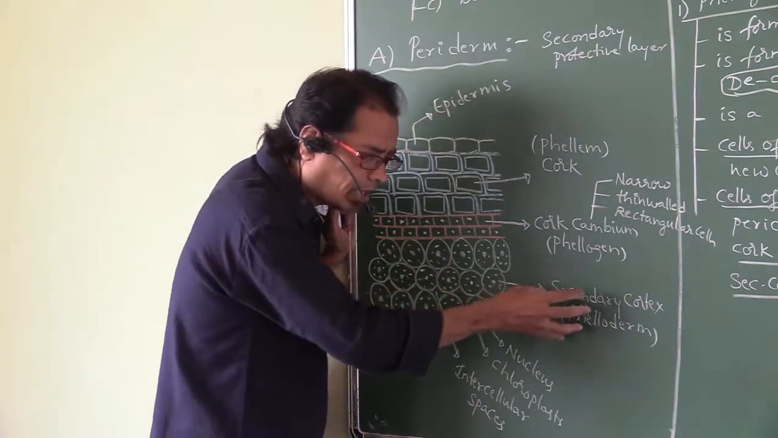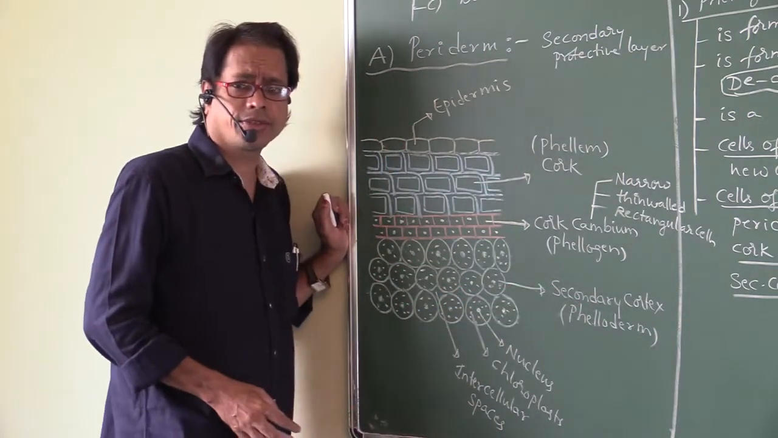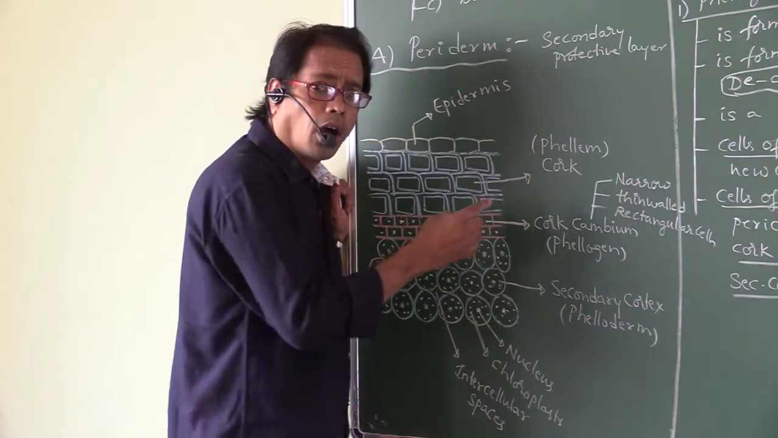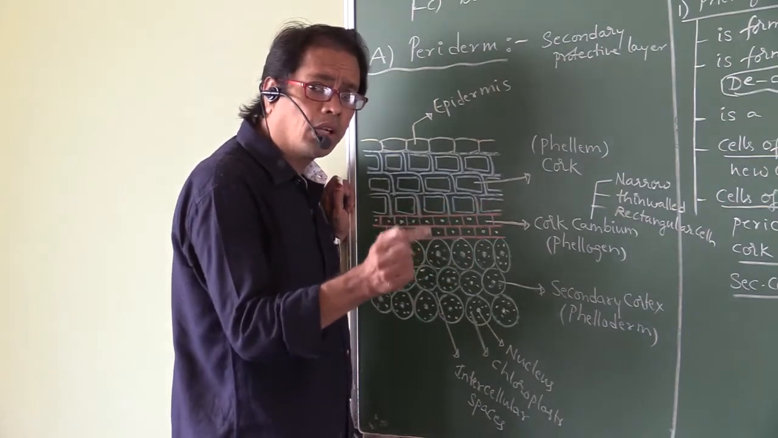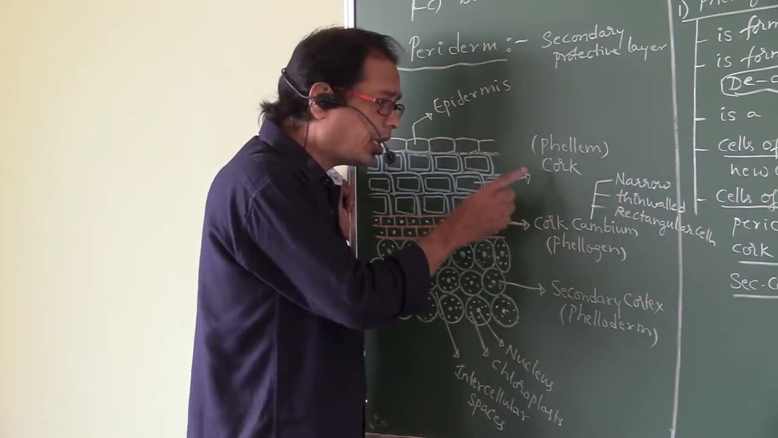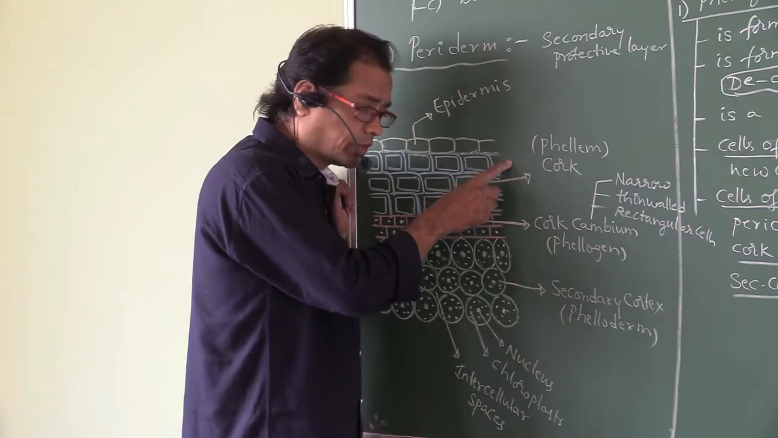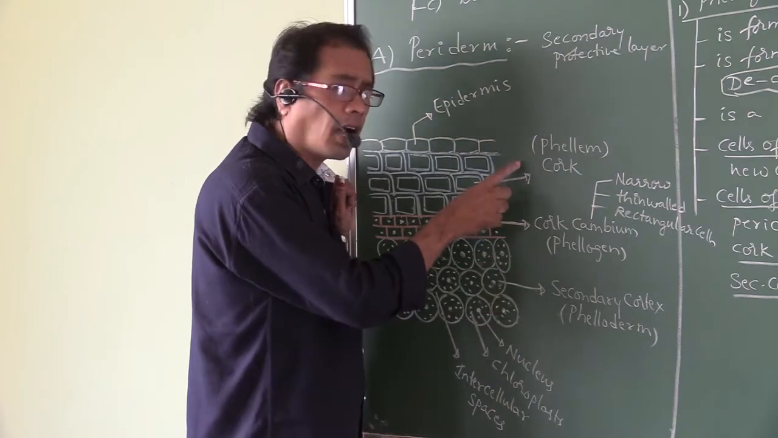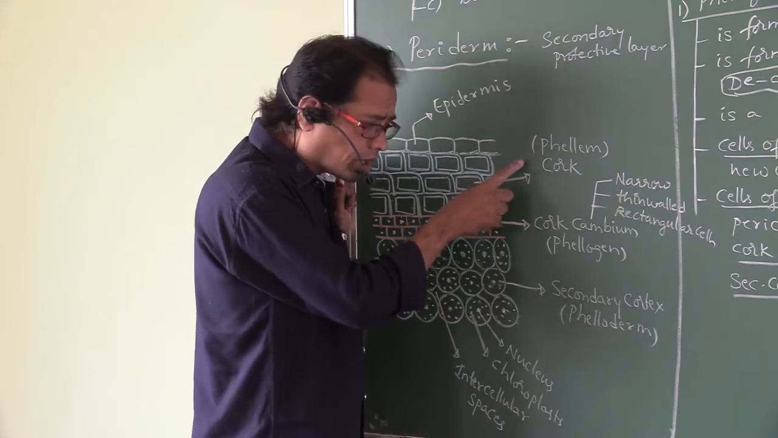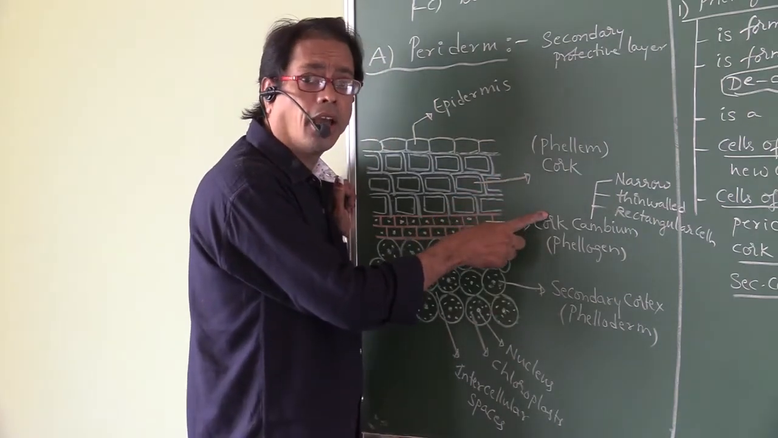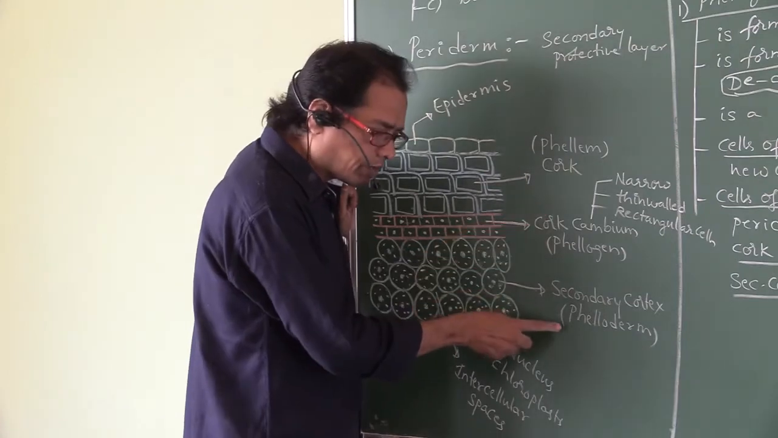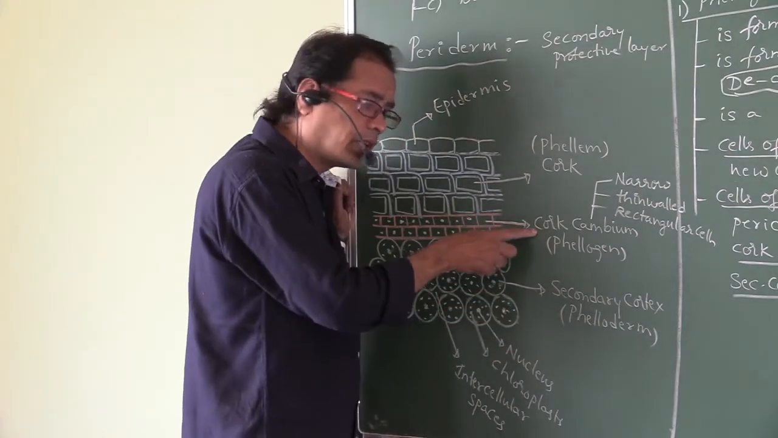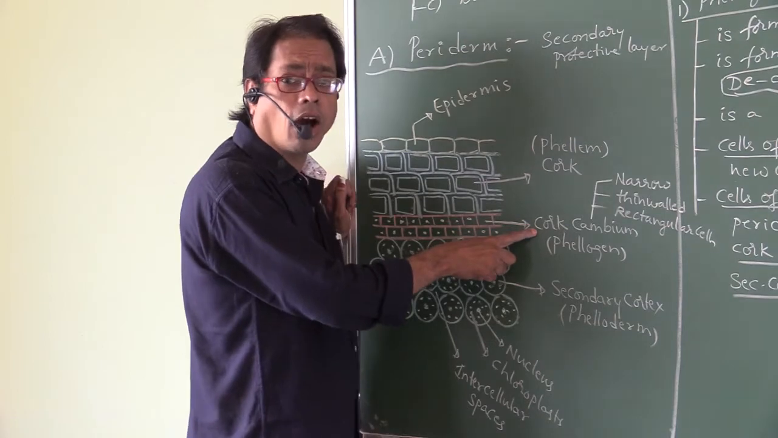Innermost layer of periderm is secondary cortex. Outer layer of periderm is phellum. Inner layer of periderm is phelloderm. Cork is formed from cork cambium by RD. Phelloderm is formed from cork cambium by RD.